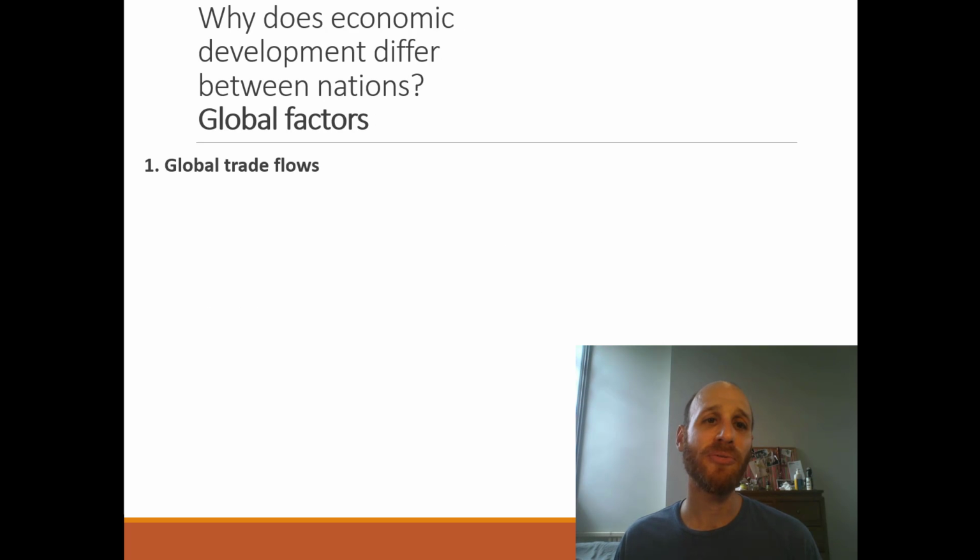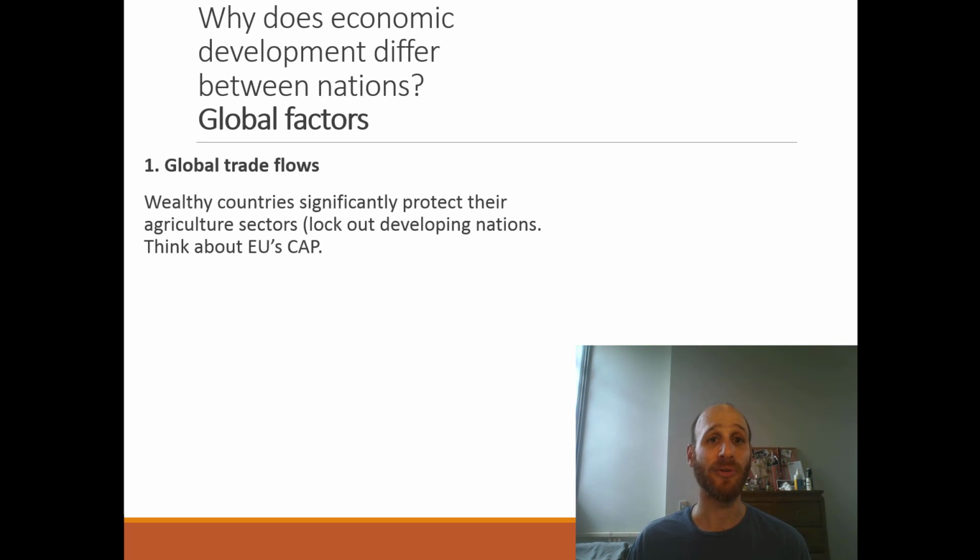So the first global factor relates to global trade flows. Wealthy countries significantly protect their own agriculture sectors and they lock out developing nations. Now this can be through paying subsidies to their own producers, and it can also be imposing trade barriers such as tariffs on agriculture from other countries. In terms of subsidizing and really helping local farmers, the European Union's Common Agricultural Policy, this CAP here, is a strong example of that.